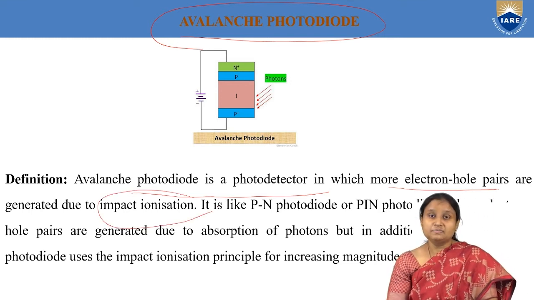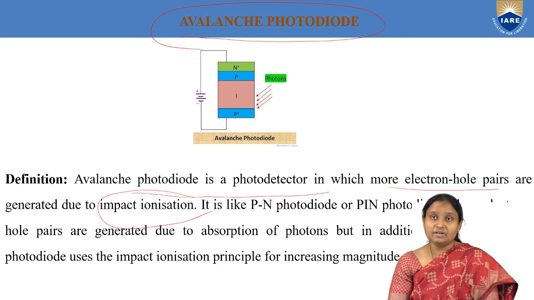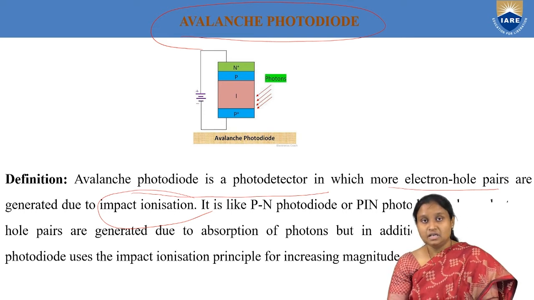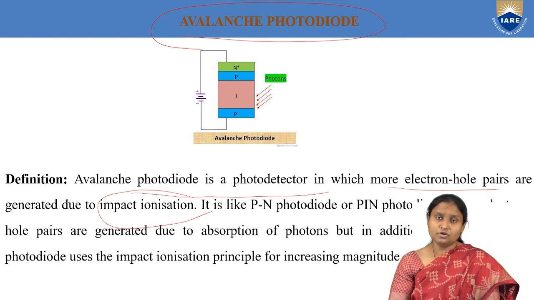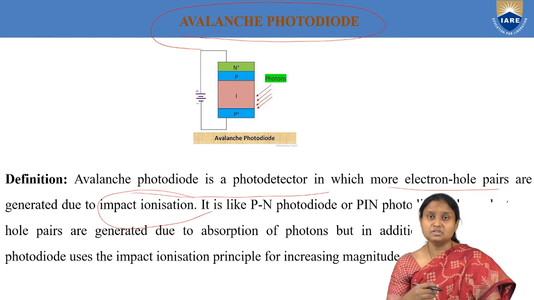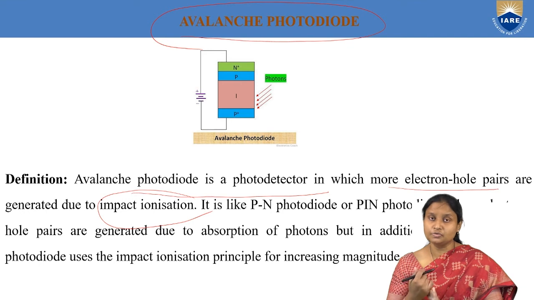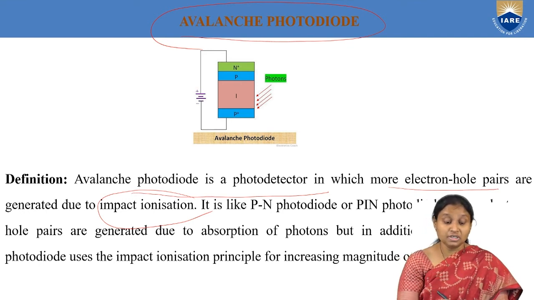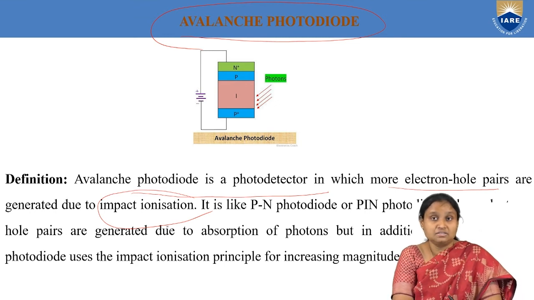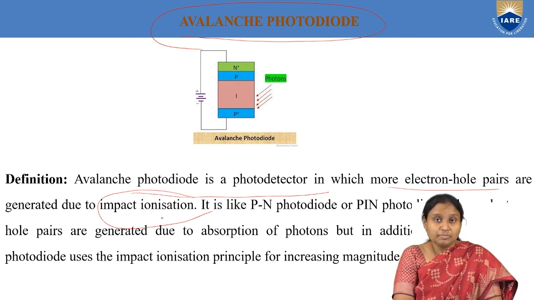Now, what is the difference between the PIN photodiode and the avalanche photodiode? In the PIN photodiode, we are increasing the depletion layer, and by increasing the depletion layer, we are increasing the number of immobile charge carriers. That is the main phenomenon. Of course, there we have photon absorption based on penetration of photons, and we get our output photocurrent. But what is the main phenomenon in the avalanche photodiode? It is known as impact ionization.